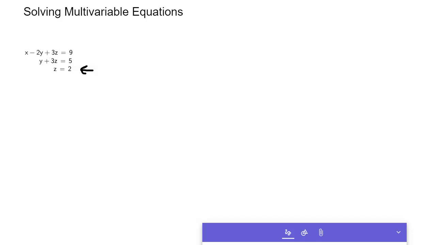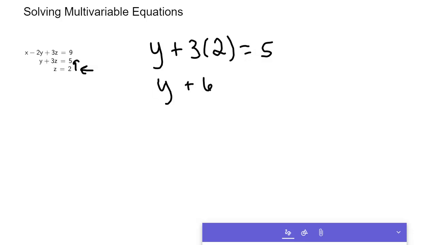And so if we just work up one equation here, you'd have y plus 3 times 2 equals 5. And so that's y plus 6 equals 5. And you subtract that 6 over, and you already know that y is equal to -1. And so we've already got two of our answers. We've got z is 2, we've got y is -1.